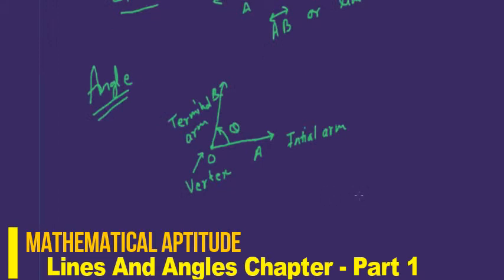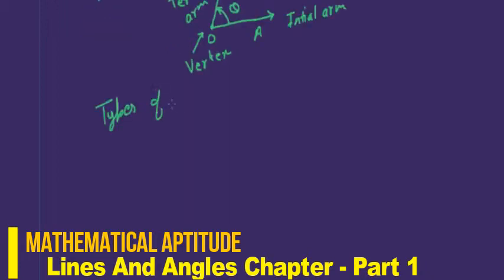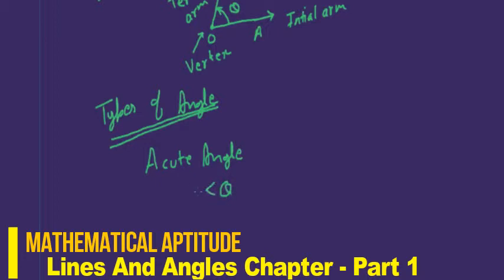Now we discuss the types of angles. What are the different types of angles? The first angle that we discuss is the acute angle. An acute angle is an angle whose measure is greater than 0 but less than 90 degrees.